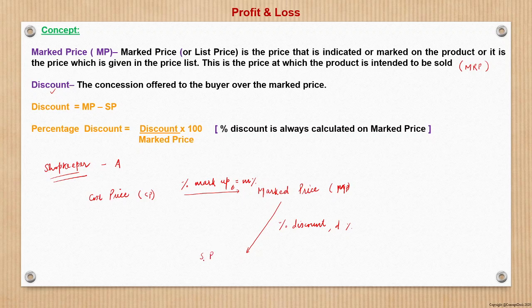Now, when the shopkeeper has given D% discount over the marked price, thereby that becomes the selling price. So the new derived price after applying discount is the selling price, which is usually represented by SP. And we also know that CP and SP, the relationship is of what? CP and SP, that difference is profit, right? SP minus CP, the difference is profit. And profit, when expressed as a percentage of cost price, is the profit percentage, right? So therefore, now we have seen the relationship.